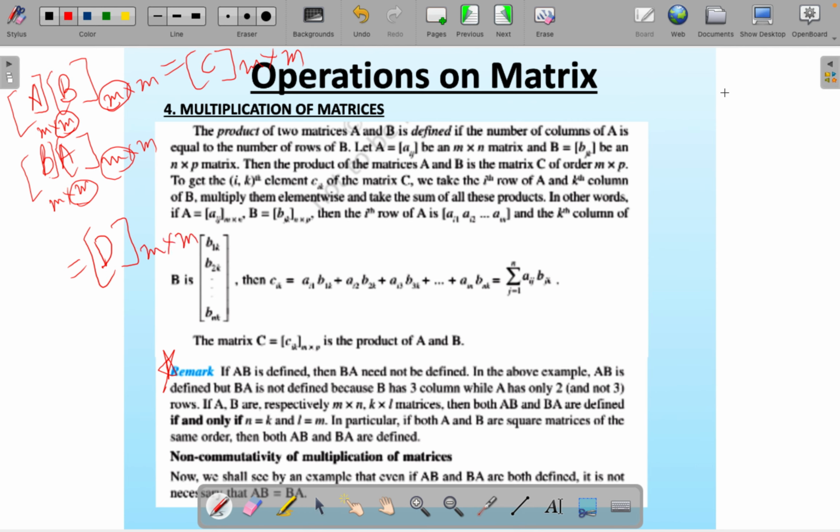So obviously you should know that AB will not be equal to BA at all, right? This can only be equal in a special case, which we will talk about in another video. Otherwise, for general matrices A and B, AB is not equal to BA. That means it is not commutative in nature for any two general matrices.